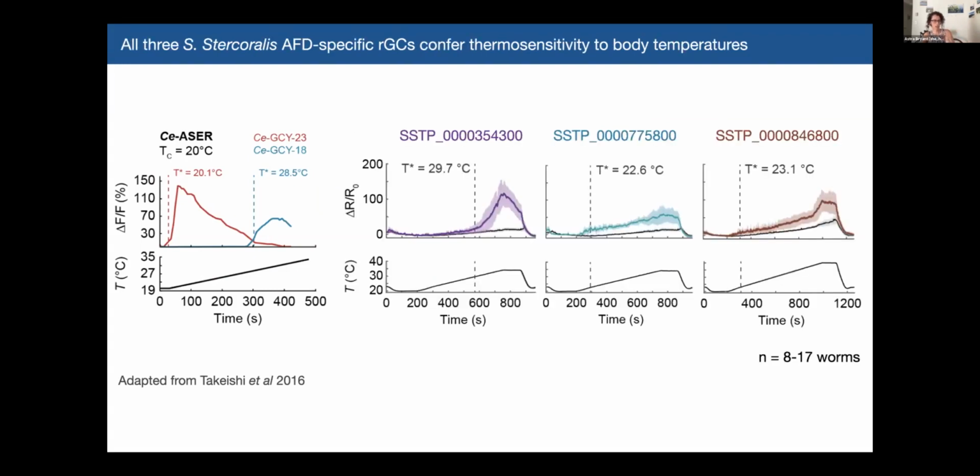For these plots, I'm again showing average calcium response of C. elegans ASE neurons misexpressing each of the stercoralis AFD RGCs. So 2 things. First, all 3 stercoralis RGCs are conferring thermosensitivity compared to only 2 in C. elegans. And the second thing to notice is that whereas in C. elegans, only 1 RGC, GCY18, confers sensitivity to worm temperatures, all 3 of the stercoralis AFD specific RGCs are responding to body heat.